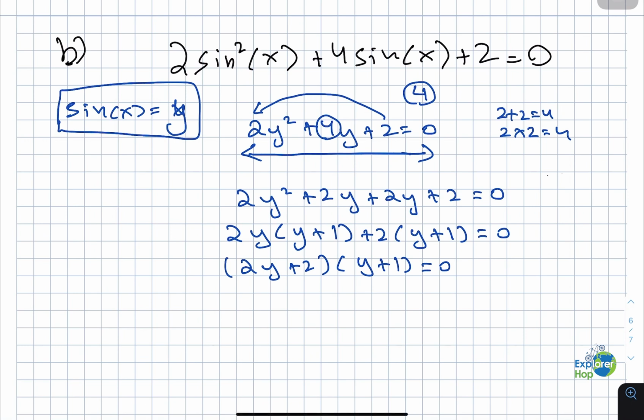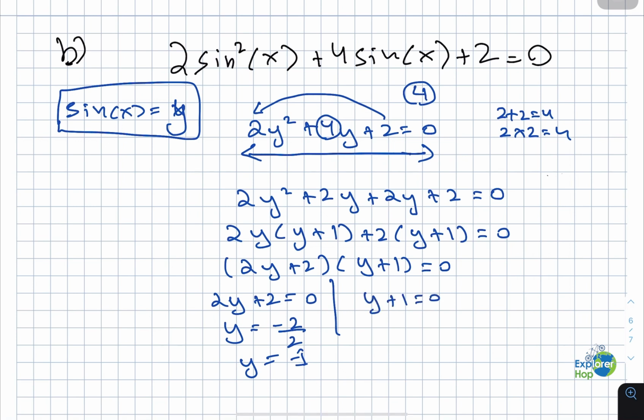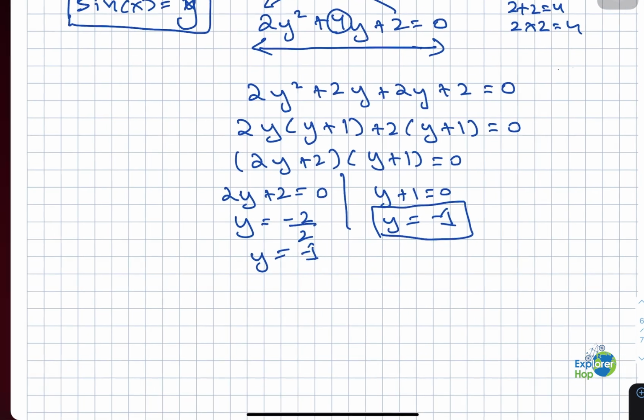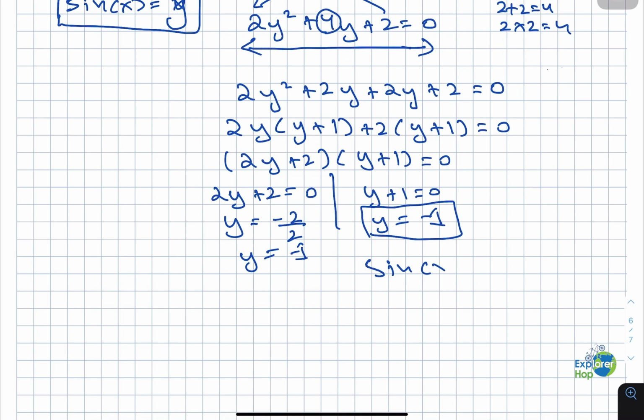We can solve for y. 2y plus 2 equals 0, therefore y equals minus 2 over 2, which is y equals minus 1. And this gives us y plus 1 equals 0, y equals minus 1. So therefore our answer is y equals minus 1. So sine of x equals minus 1.